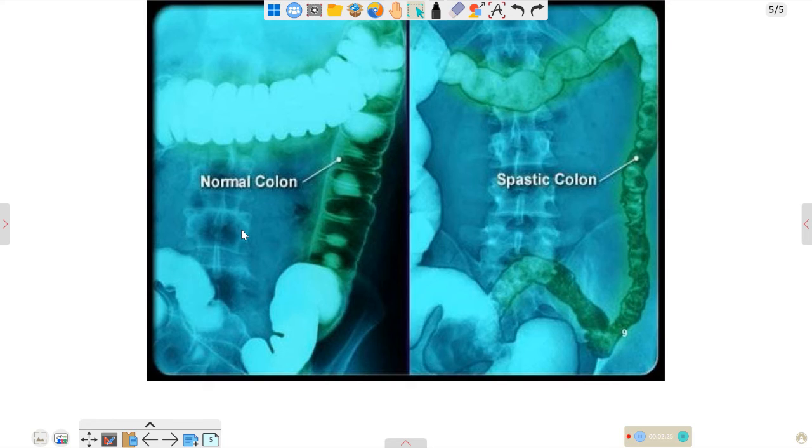Here you can see the ultrasound scan images of your normal colon and spasmodic colon, that is spastic colon or contracted colon, which causes the abdominal cramps and diarrhea.